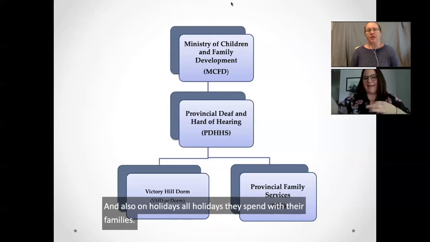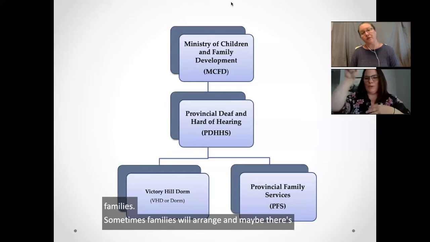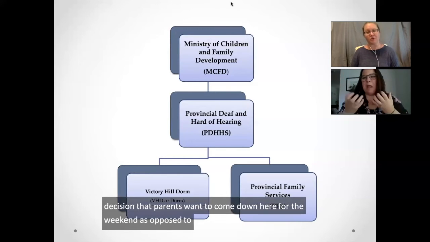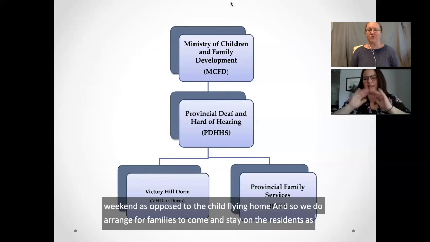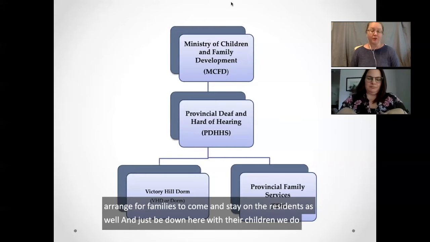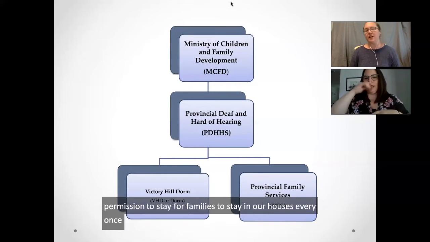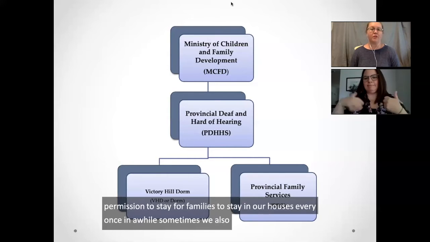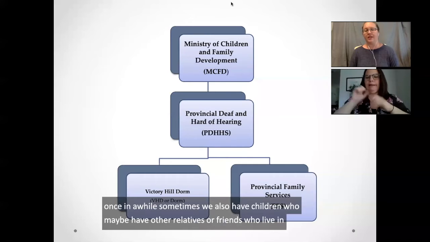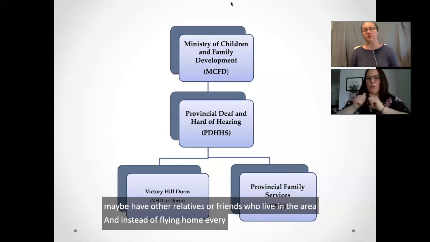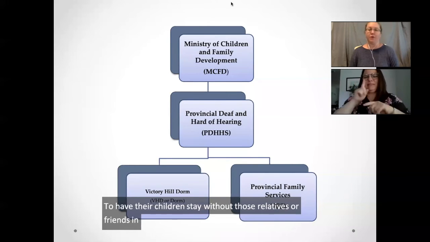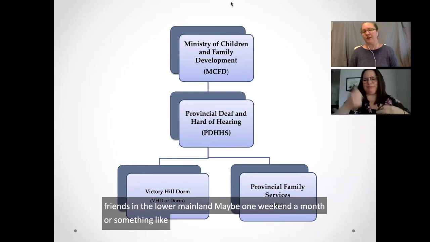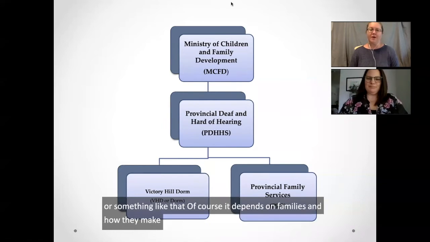Sometimes families will arrange, and maybe there's a decision that parents want to come down here for the weekend as opposed to the child flying home. And so we do arrange for families to come and stay in the residence as well and to just be down here with their children. We do have permission for families to stay in our houses every once in a while. Sometimes we also have children who maybe have other relatives or friends who live in the area. And instead of flying home every weekend, they'd rather take a break from that. So then families can arrange to have their children stay with those relatives or friends in the Lower Mainland, maybe one weekend a month or something like that. Of course, it depends on families and how they make those decisions for themselves. But children are always on the weekend with somebody in their family or a relative or friend.